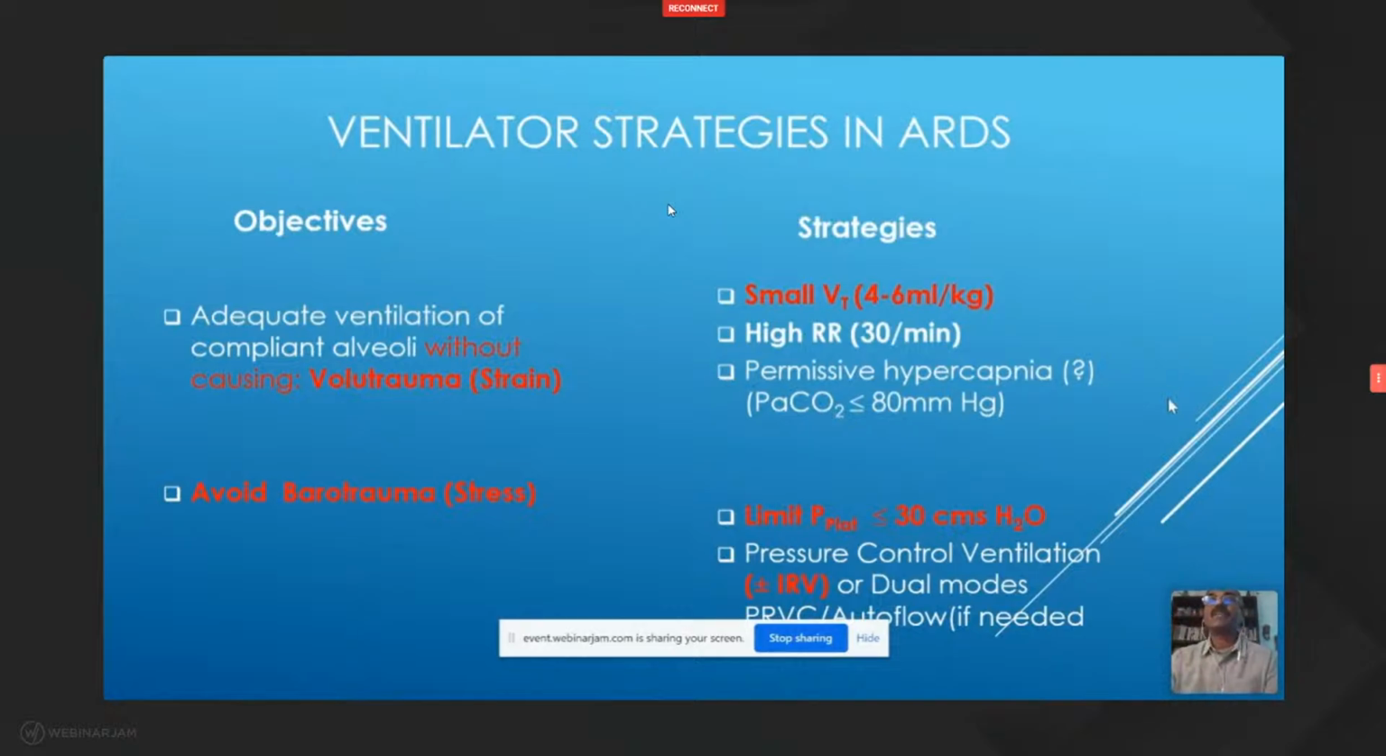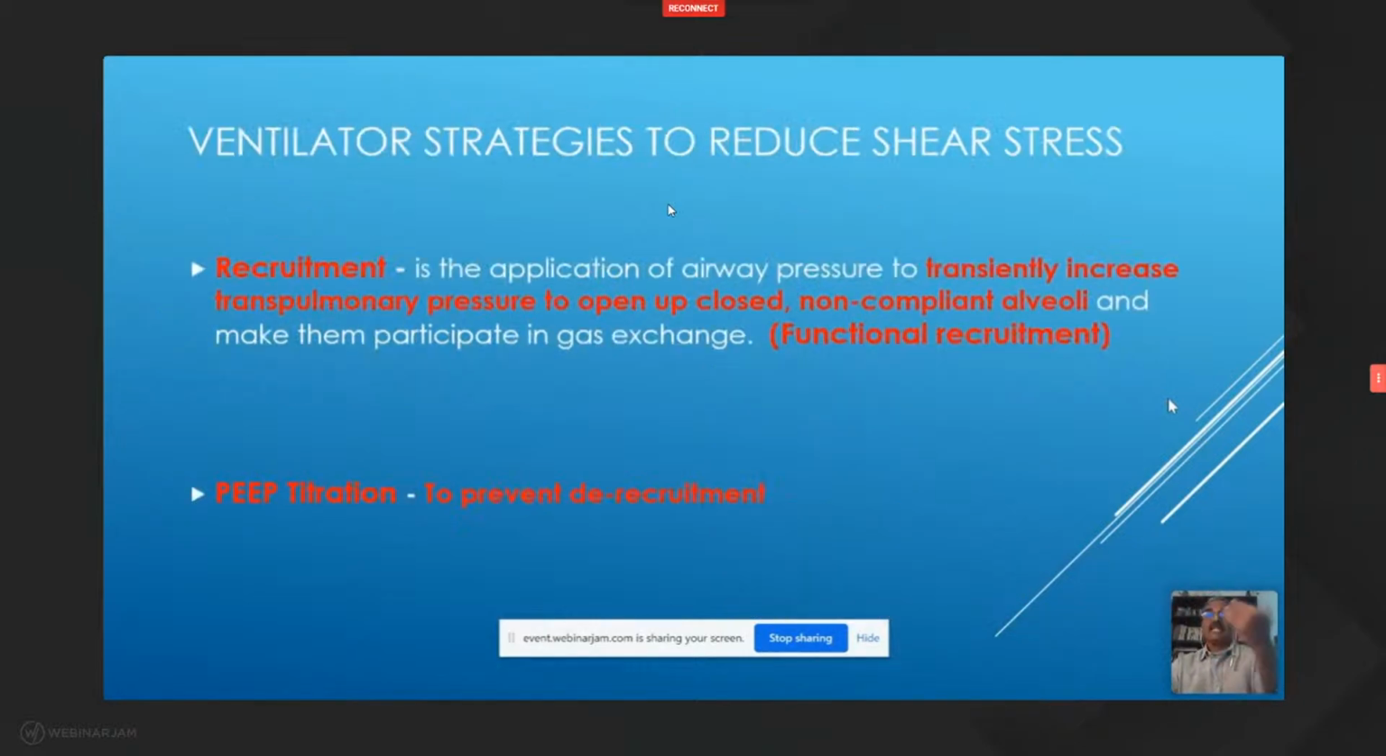Increase the inspiratory time, so that the flow goes over a longer period of time, keeping the mean airway pressures high, leading to longer inspiratory time, better mean airway pressures, better oxygenation. In a subset of patients, you could use recruitment maneuvers. Recruitment is transiently increasing the transpulmonary pressure to open up closed non-compliant alveoli.